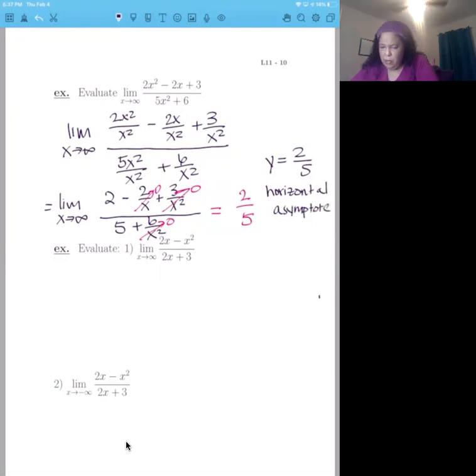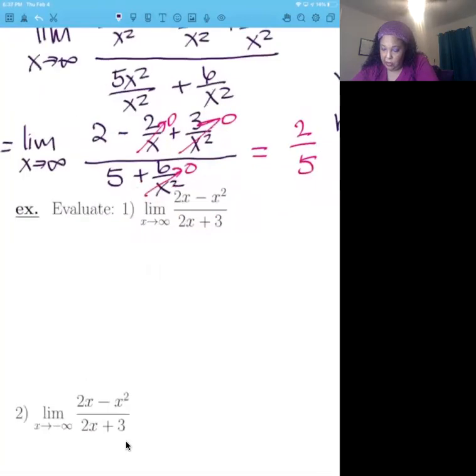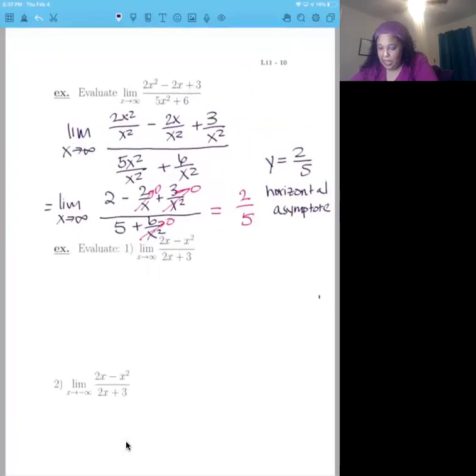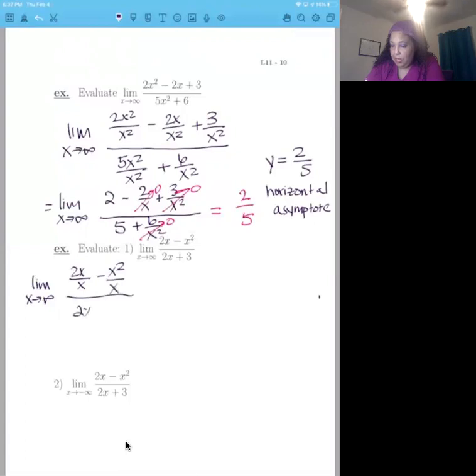Okay, let's take a look at the next two. One's going to negative infinity and one's going to positive infinity. All right, so let's start with the first one. We're going to do it just like we did the other ones. The degree of the denominator is 1, so I'm going to divide everything by just x. So I have 2x over x minus x squared over x, over 2x divided by x plus 3 over x.